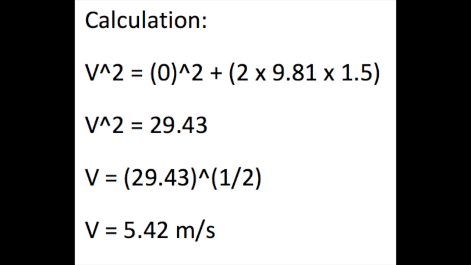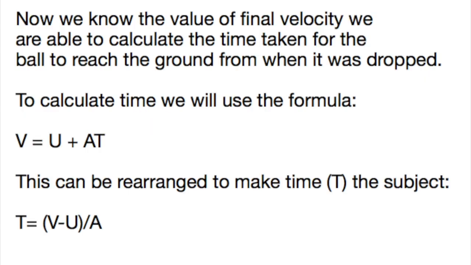To get from v squared to v, we have to square root both sides, making v equal to the square root of 29.43. Calculating this gives v equal to 5.42 meters per second. Now we know the value of final velocity, we are able to calculate the time taken for the ball to reach the ground from when it was dropped.